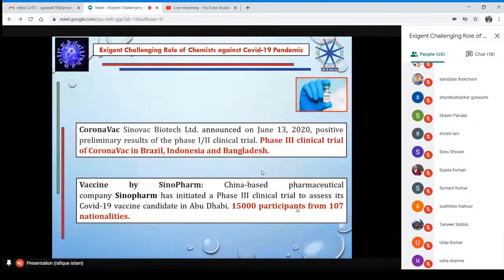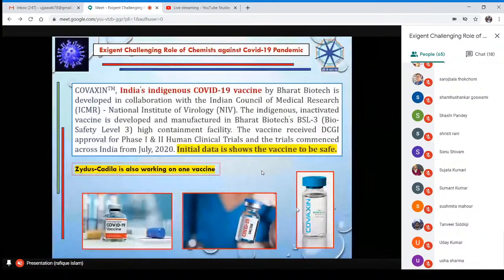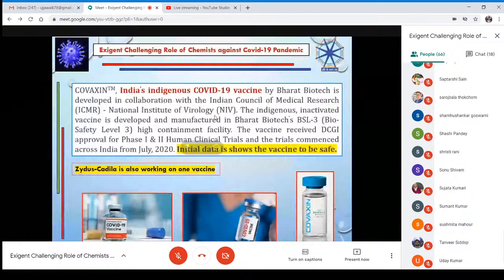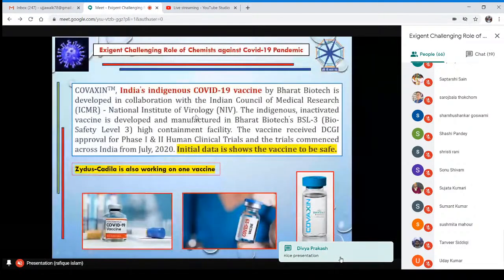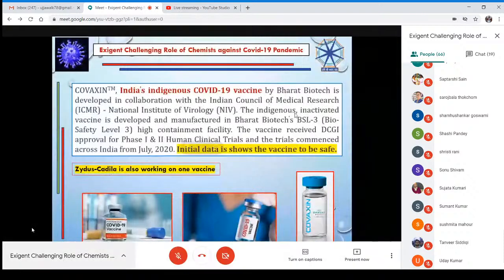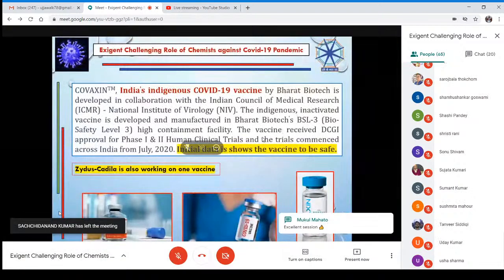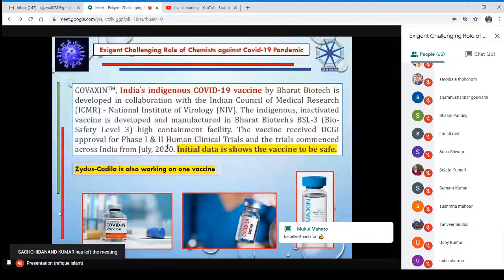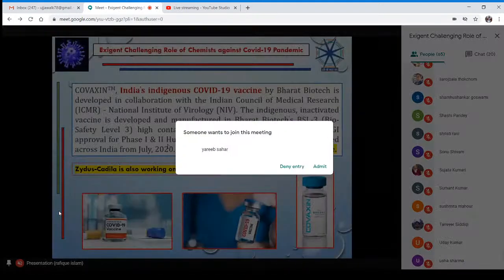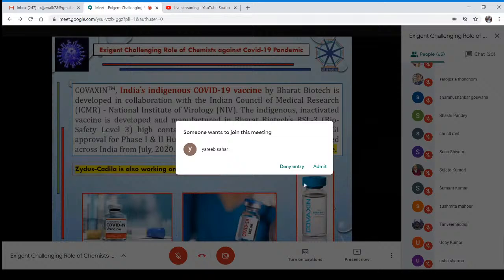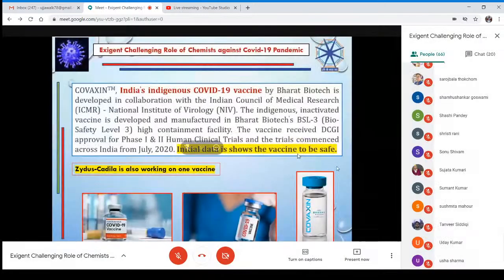So then we'll go for our indigenous COVID-19 vaccine. That is under the brand name of Covaxin. So it is developed by Bharat Biotech in collaboration with ICMR, the National Institute of Virology. So it is indigenous, and here what will happen is that the phase 1 and phase 2 clinical trials have already started, and the initial data shows that the vaccine is safe.